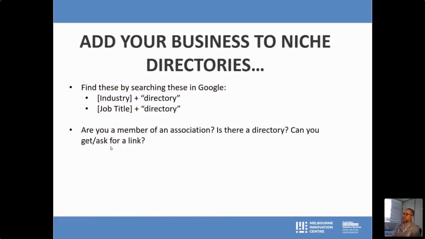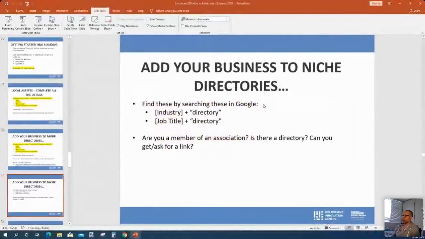All right, so the next type of directory you want to look for or set yourselves up for is more niche directories. So I'm talking about directories that are directly related to what it is you do. So for example, if you are a plumber, I would try and add my business as a plumbing company to specific plumbing directories. So I could type in plumbing and then add the word directory in a Google search, or I could type in the job title, so plumber plus directory. So I'll just show you quickly now.